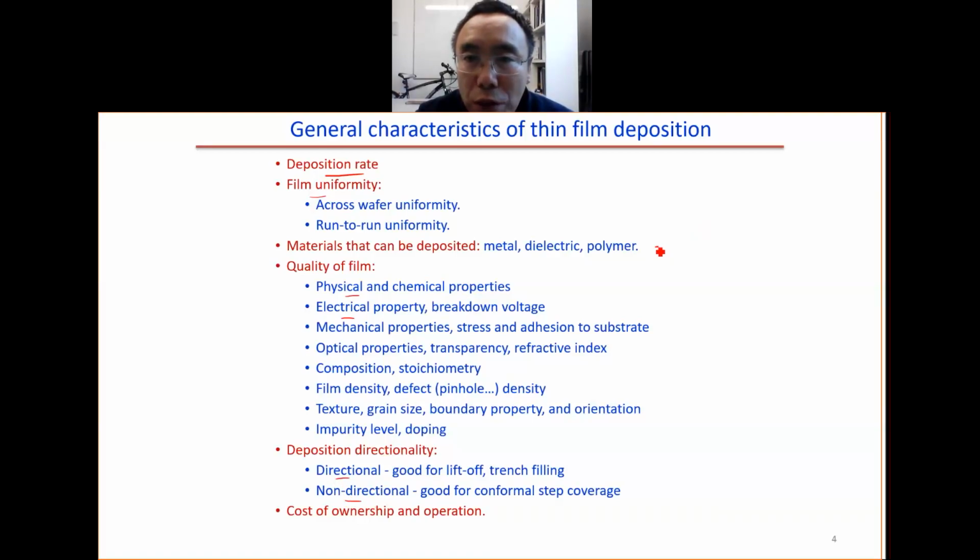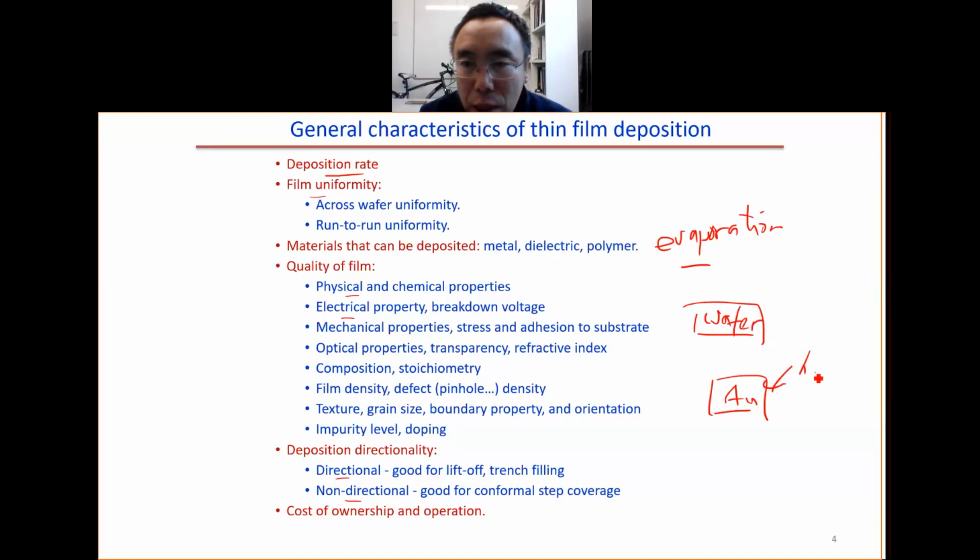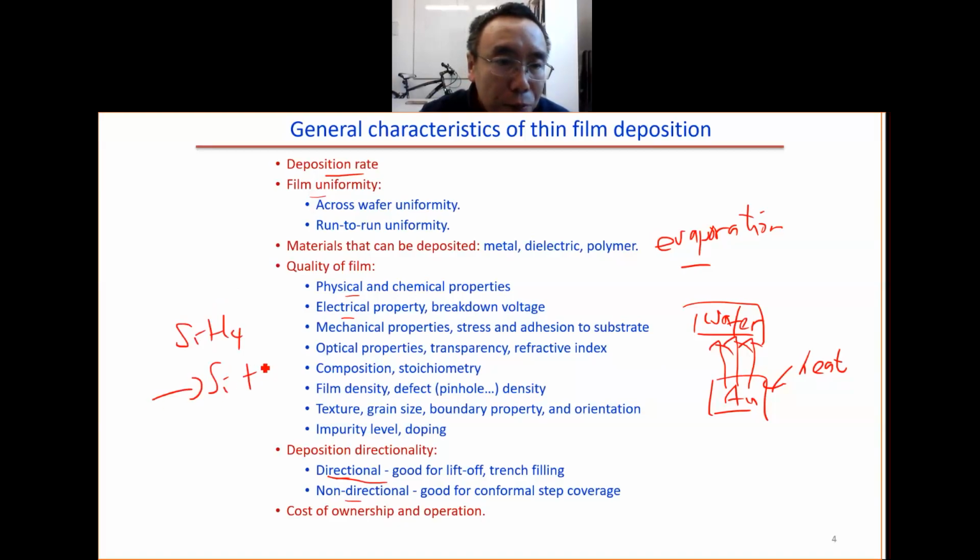For example, when we do evaporation, we have a source here, like gold, and we have the wafer here. You heat it, so the gold atoms will be vaporized to form a film on the wafer. So this is directional deposition, because the deposition is directional. For the other one, which we'll talk about, this one is pretty much non-directional.